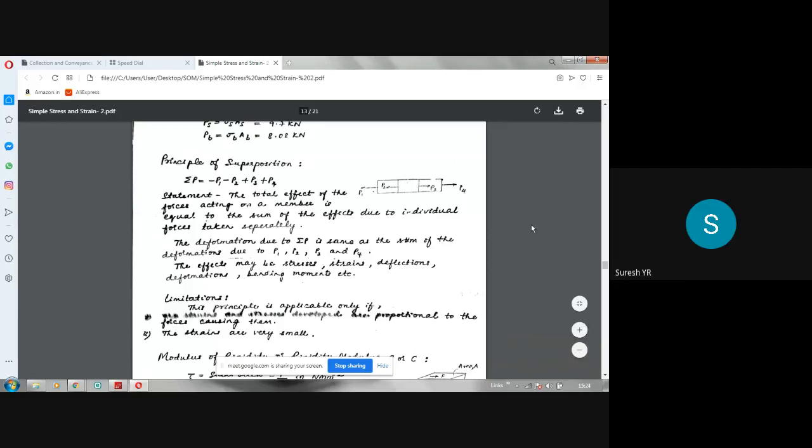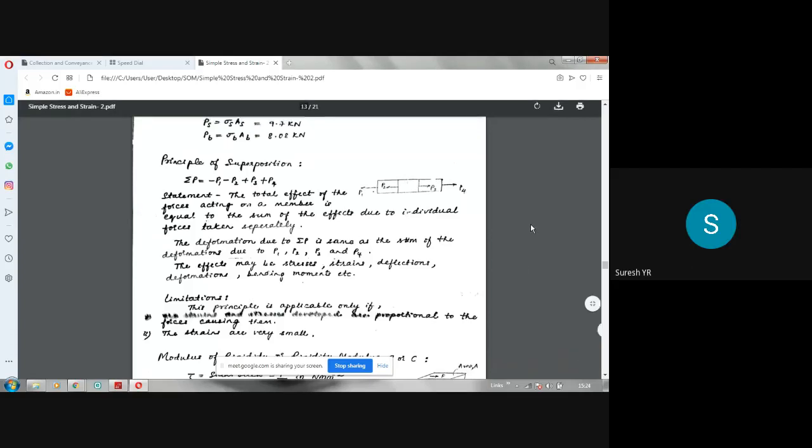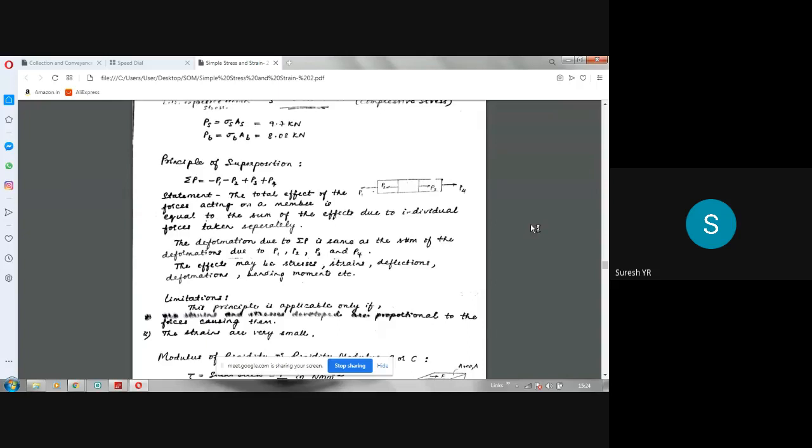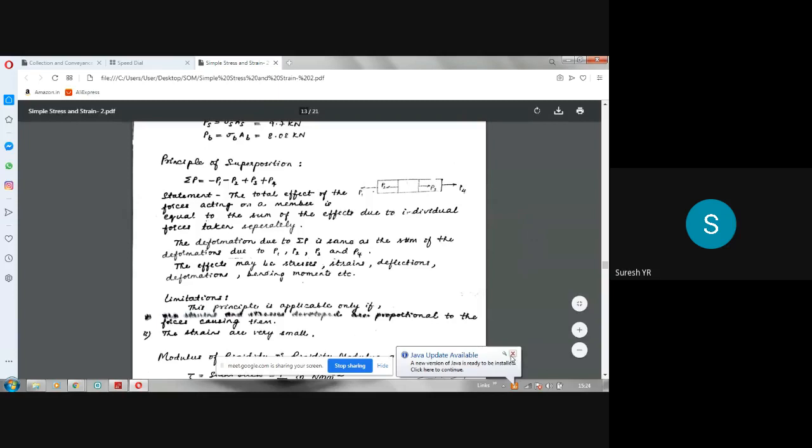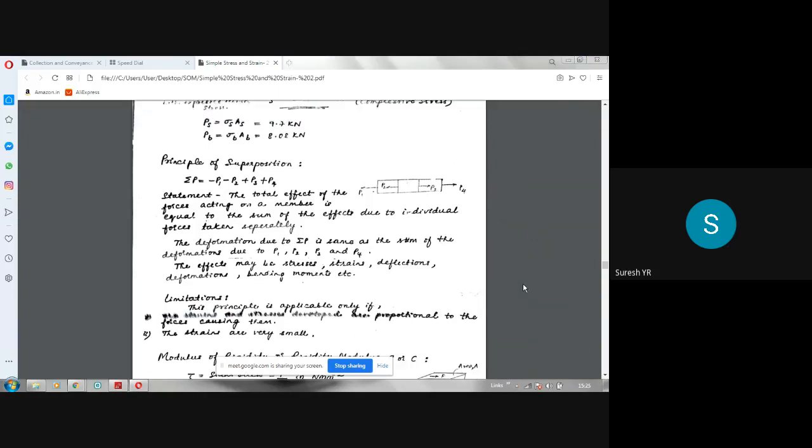So last class we discussed compound bars, how to find the stresses as well as forces in compound bars of same length or different lengths using the two conditions, the equilibrium condition and the strain compatibility condition. So today we will discuss some important concepts like the principle of superposition.